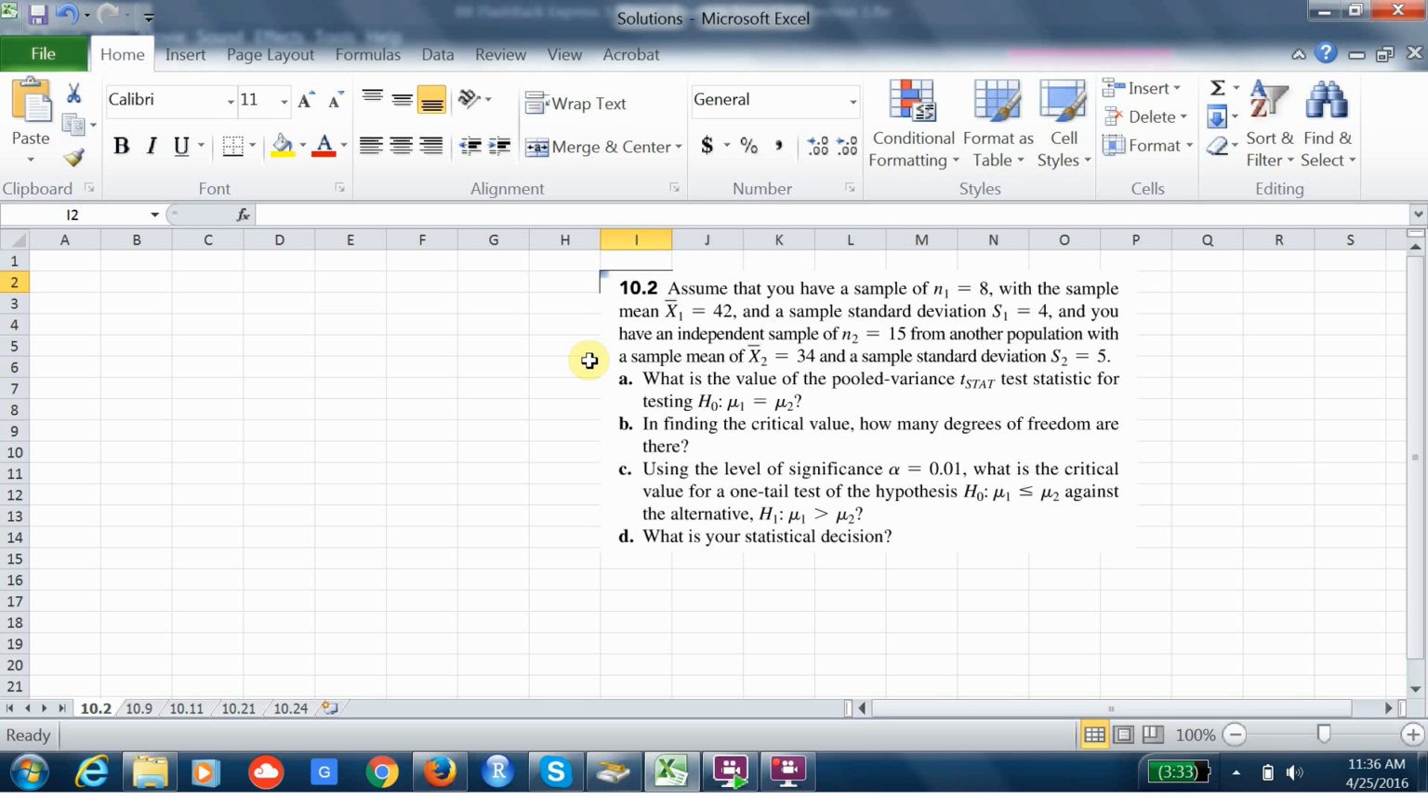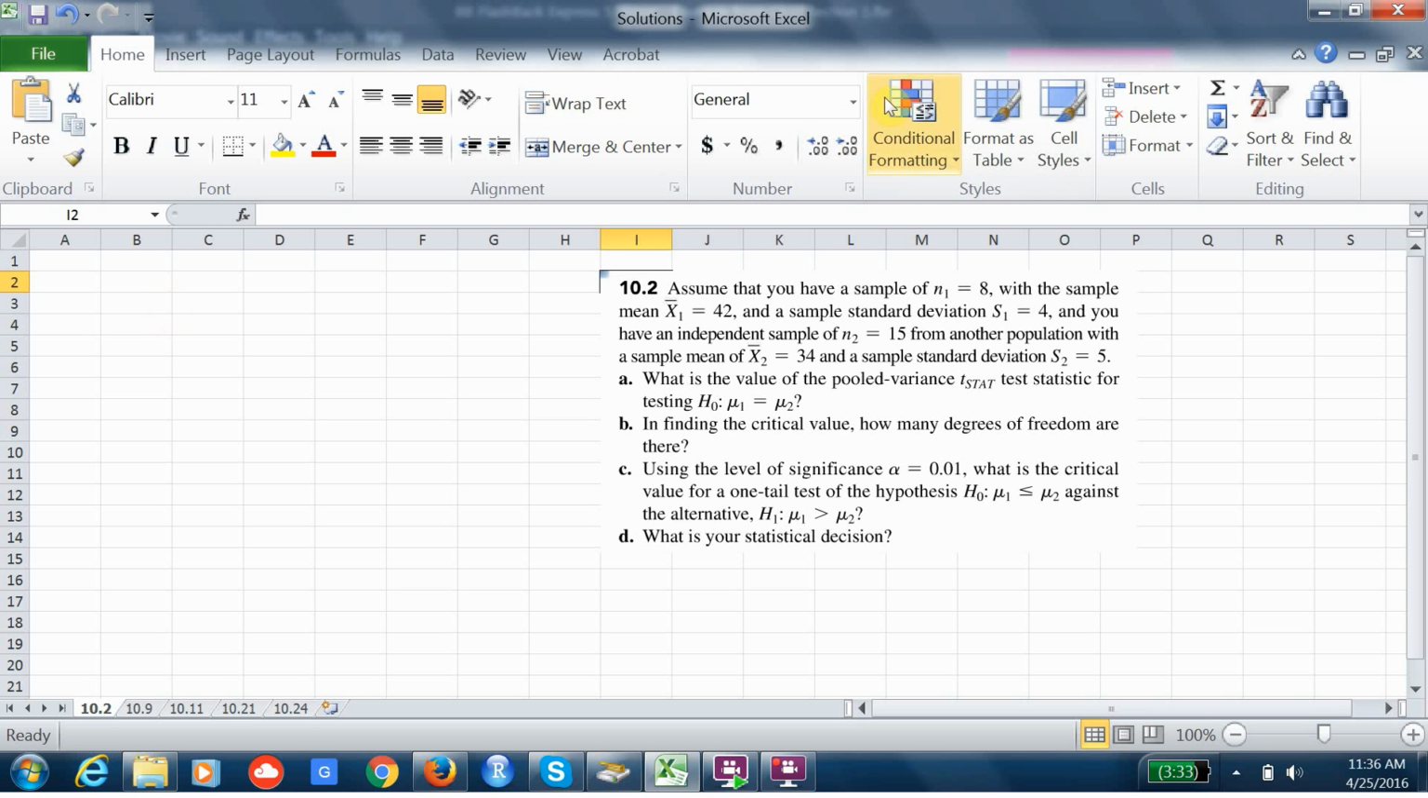And then you have an independent sample. So this word independent here is important. What it means is these are two separate samples. And it's important because if N2 was 8, you wouldn't know whether or not these samples were paired or not. In other words, if they weren't referring to the same object under two different treatments. And that's important because the statistics totally changes.